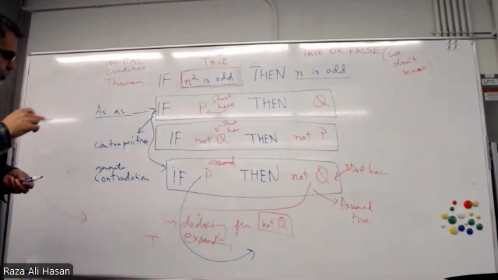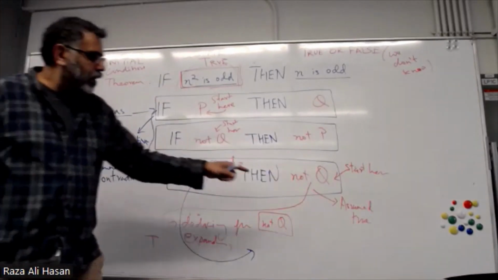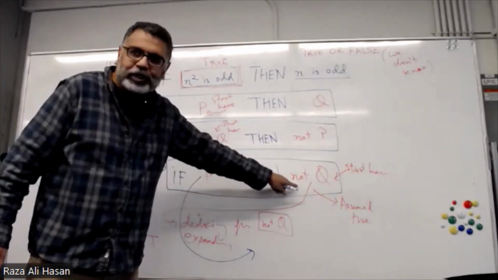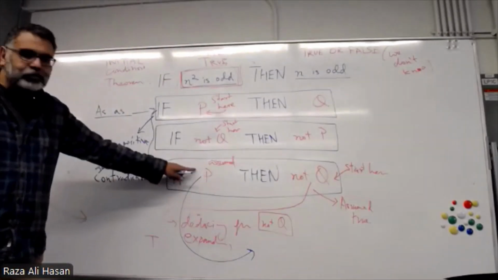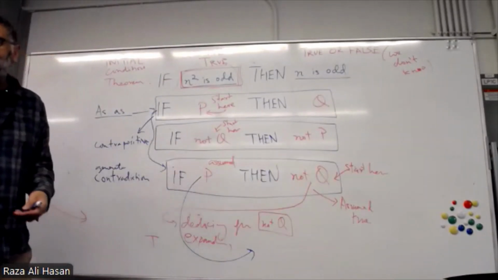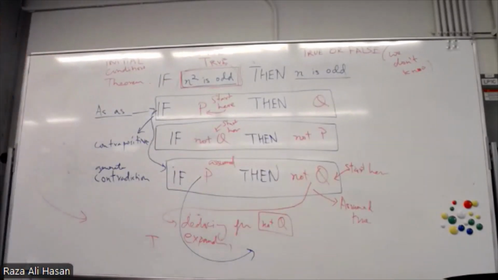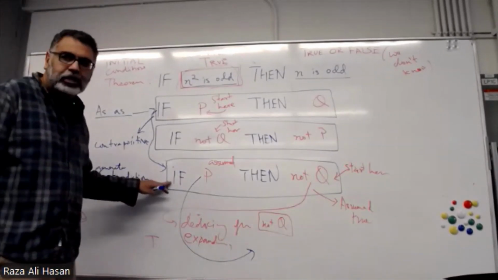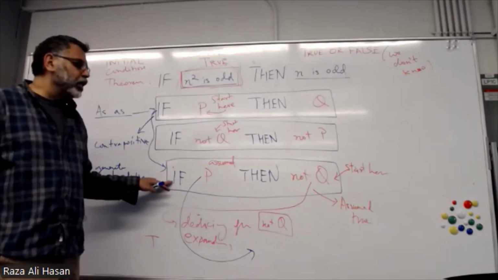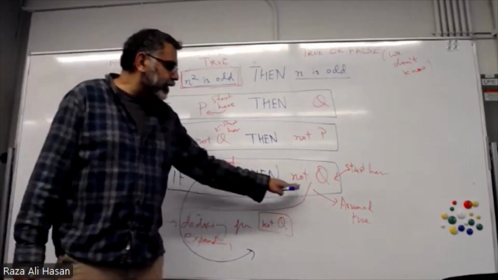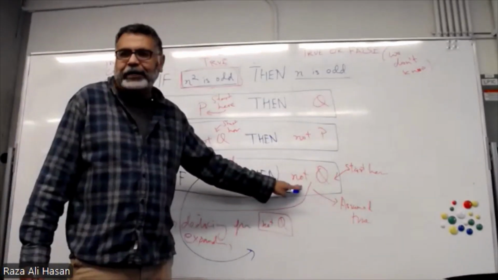So in the proof by contradiction, we assume this to be true, and we assume this to be true, and see if we run into trouble or not. If this statement holds, then that means that the original theorem was wrong. If this statement does not hold and we run into a contradiction, then our negating the Q was a bad idea.